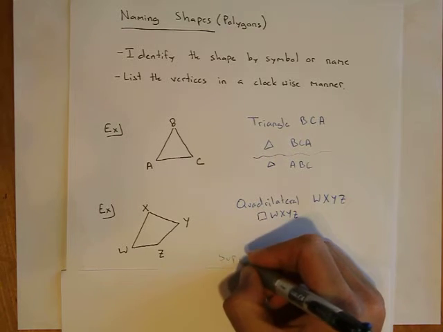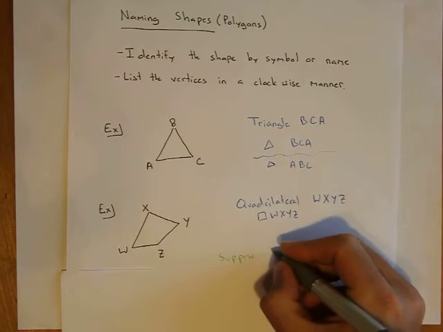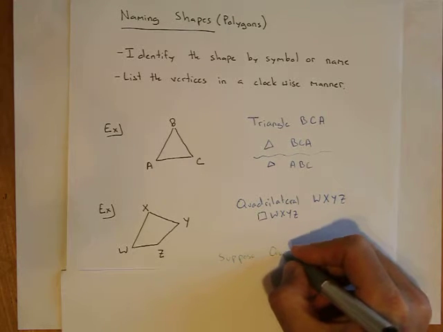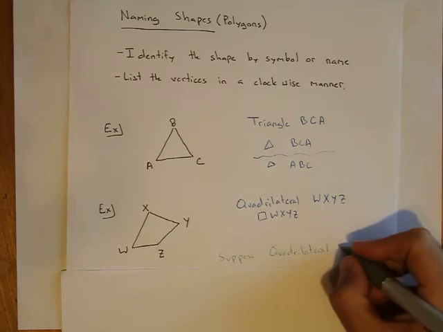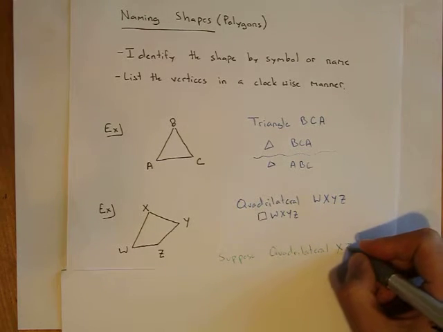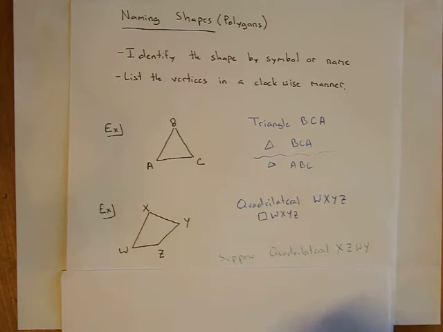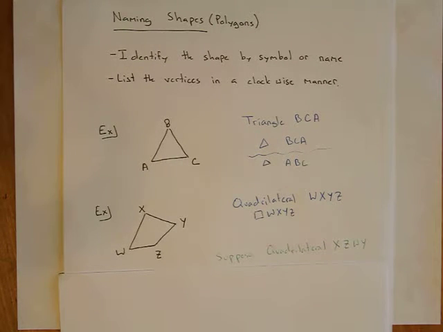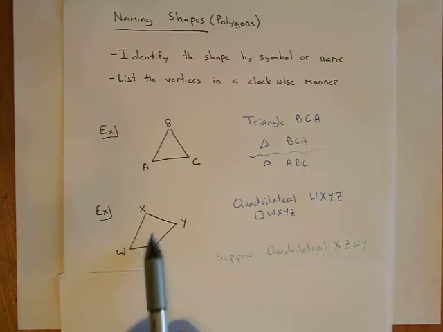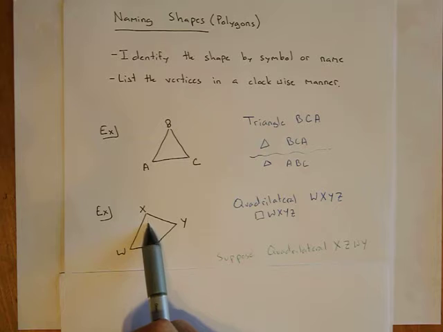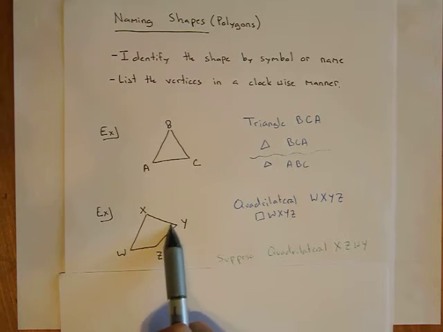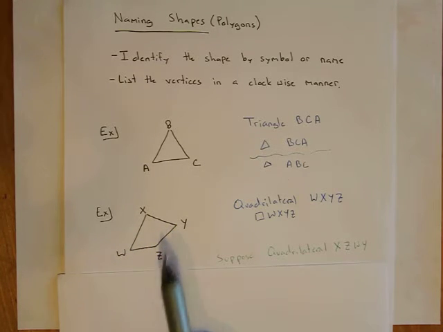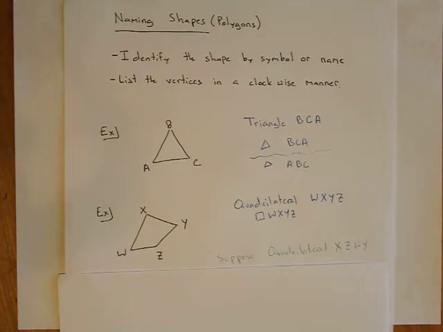Suppose I said quadrilateral X, Z, W, Y. I named the same 4 points, right? So it shouldn't be an issue. But think about tracing it. I would start at X, and then I would go to Z, then W, and then Y. That clearly is not the same shape. And so that's what we're trying to key in on.